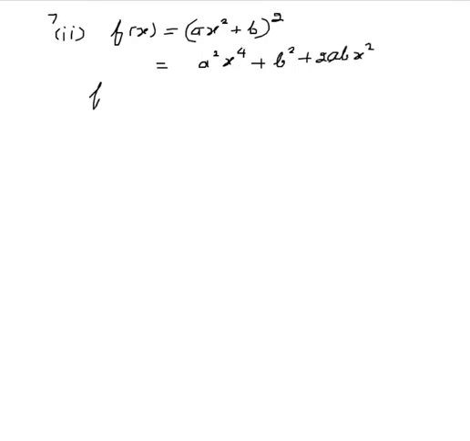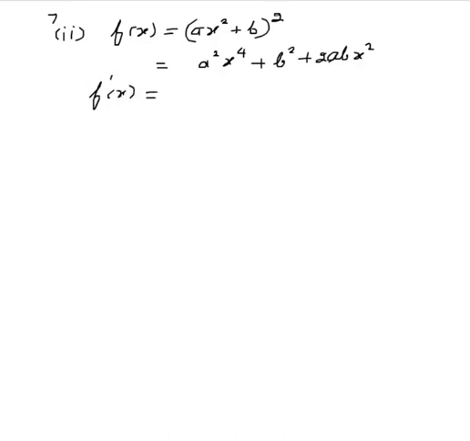7th question, second subdivision. F of x is equal to ax square plus b the whole square. We can expand and do, or we may use chain rule. Let us expand. A square x power 4 plus b square plus 2ab square. Now let us differentiate.